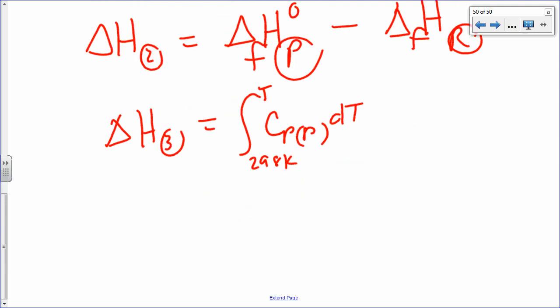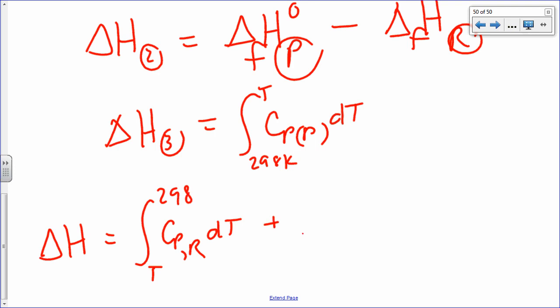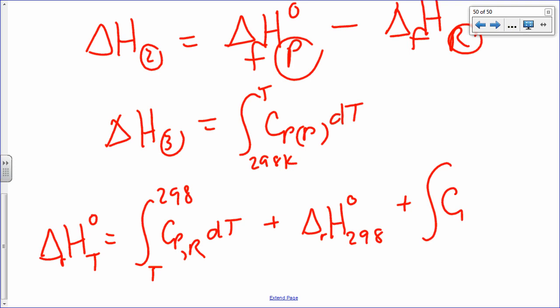So the total delta H would be the integral of Cp reactant dT from T to 298, plus delta H reaction at 298 Kelvin, plus the integral of Cp dT of the product. And you have to realize you have to sum this over all the products and the first term over all the reactants, multiplied by the actual moles in the balanced equation. And this is going to be from 298 to T.